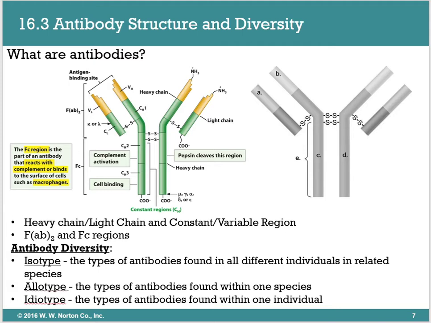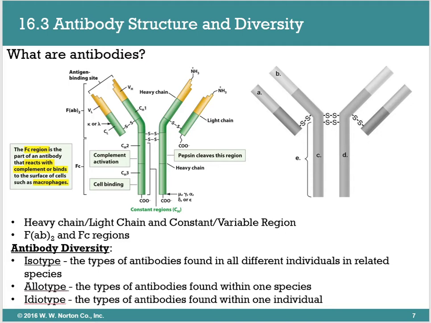And then some vocab for antibody diversity. There are 3 ways that you can break it up. There's isotype. This is the type of antibodies that are found in all individuals in a related species, meaning that you can find that antibody in multiple types of closely related species. And then an allotype is an antibody that is found only in one species, such as only in humans, only in dogs, or only in cats, and so on.